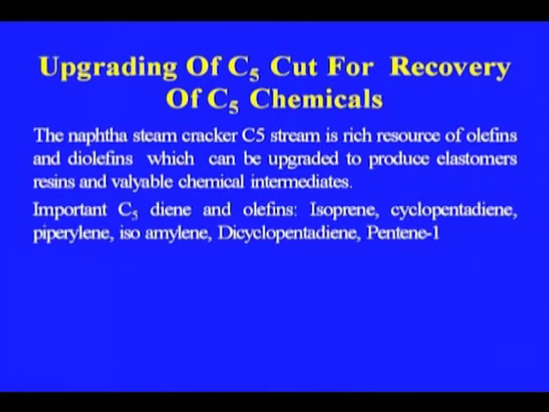Important C5 dienes and olefins are isoprene, cyclopentadiene, piperylene, isoamylene, dicyclopentadiene and pentene one. Because in case of the cyclopentane, what we are doing, we are first converting to dicyclopentadiene, then again dicyclopentadiene is converted to cyclopentane. So I will be discussing now.